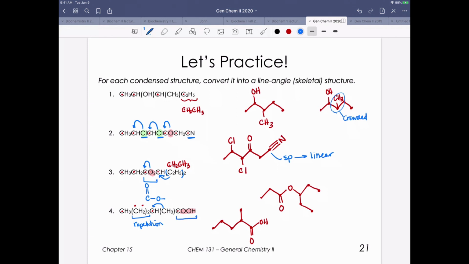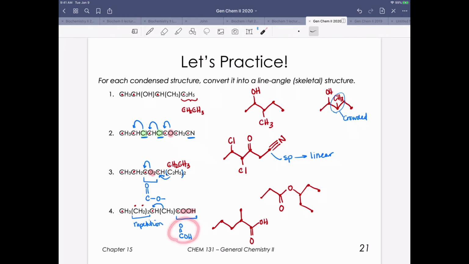Okay, this is a C double bond O, OH. So one of the things we're going to start doing is recognizing these are functional groups, and this is what they look like. Again, you don't need to know this for today, but next class we'll learn this is an ester functional group.